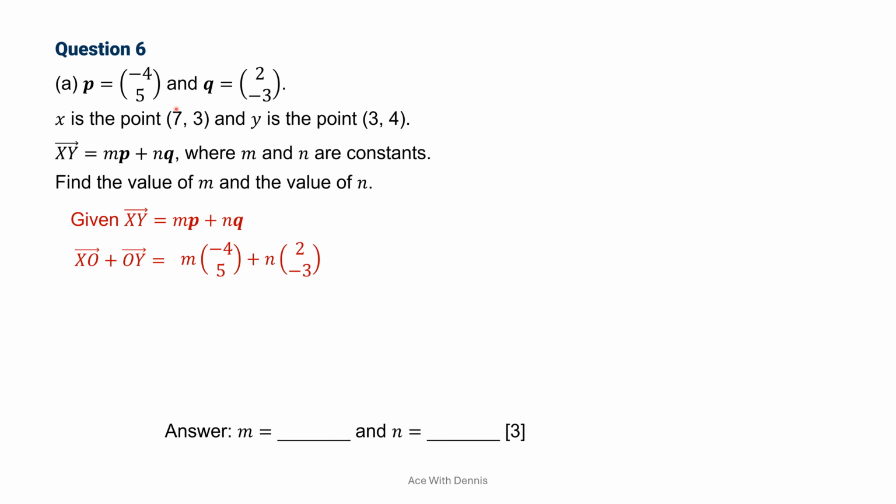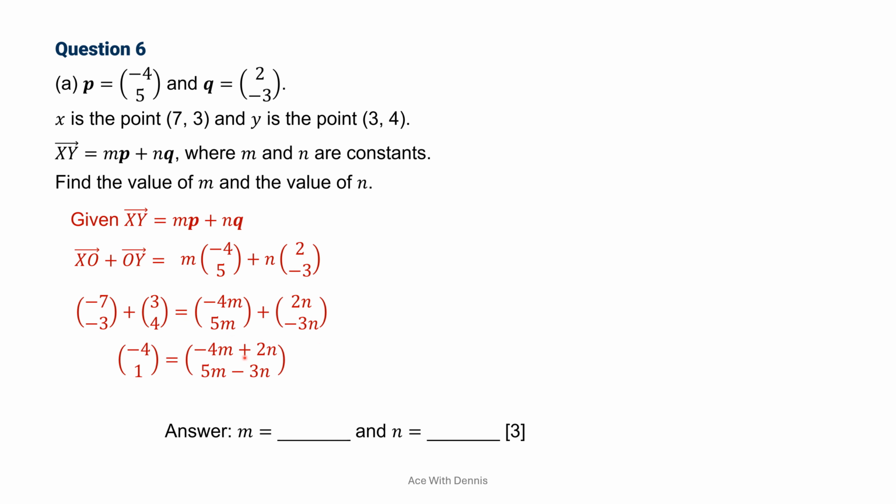From the coordinates given by the question, for X, we can find the position vector of X, which is (7, 3). So XO will be the opposite direction of the position vector of X. Then it becomes (-7, -3). Similarly for the coordinates of Y, (3, 4), we can find the position vector OY, which is (3, 4). So from the right side, we just multiply the m and the n into the vector. So it will be equal to (-4m, 5m) plus (2n, -3n).